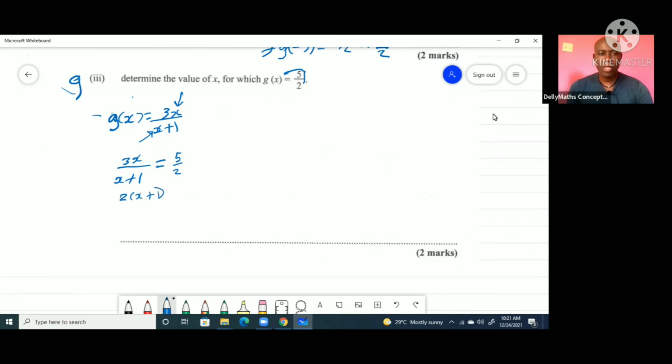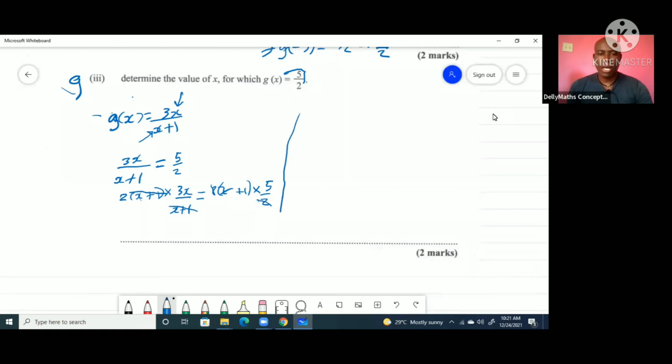So we're going to multiply everything by that, which means that we're going to multiply 3x over x plus 1 by that. And this is equal to 2, open bracket, x plus 1, multiplied by 5 over 2. So basically, we're multiplying both sides by 2 times x plus 1. Definitely, the x plus 1 cancels itself here. The 2 cancels itself there.